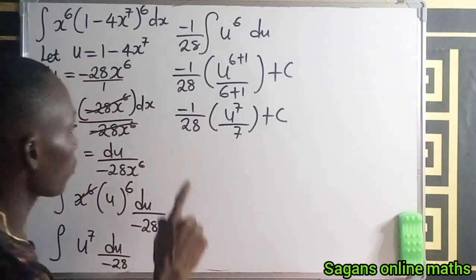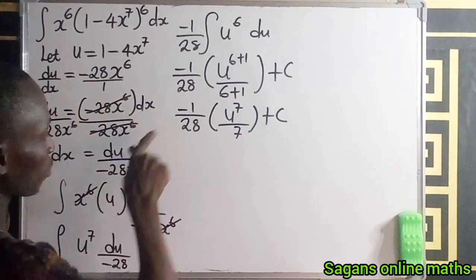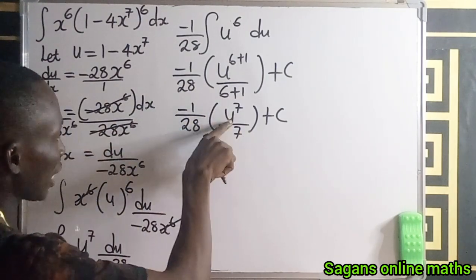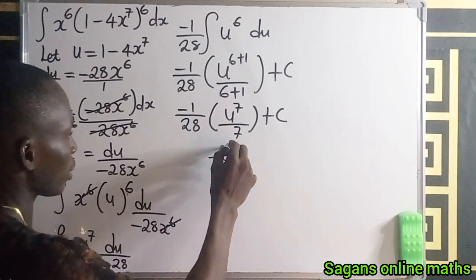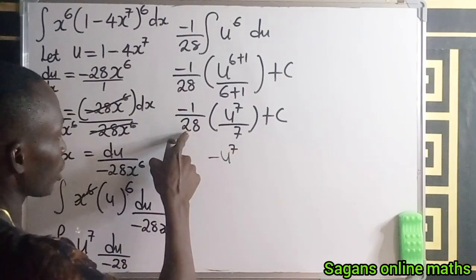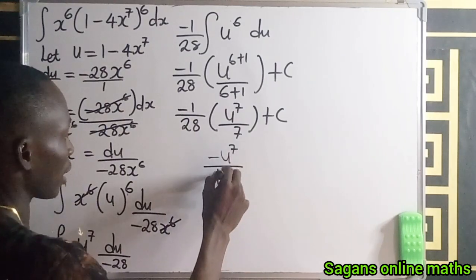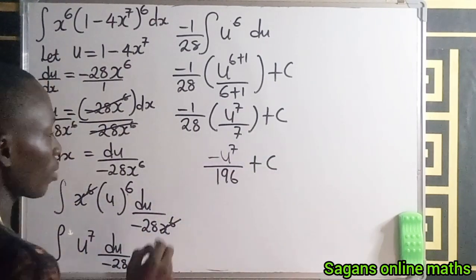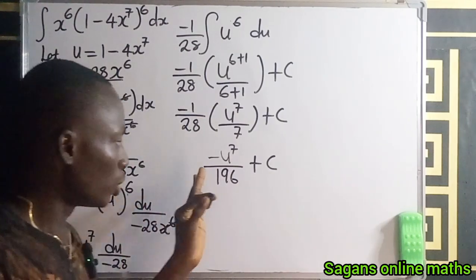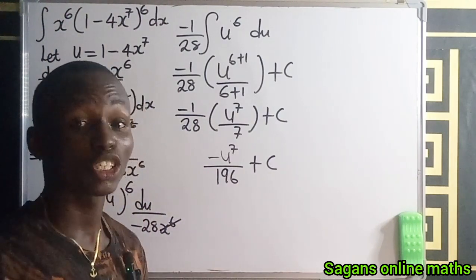Now from here, let's multiply first. Minus 1 times u to the power of 7 will give us minus u to the power of 7. Then 28 times 7 will give us 196, plus our integration constant C. Now this is your answer. Can you see how simple and interesting it is?